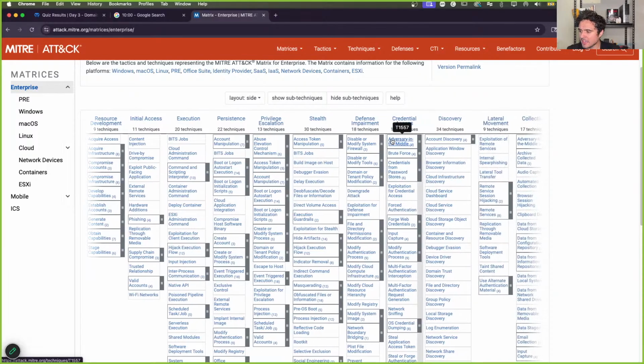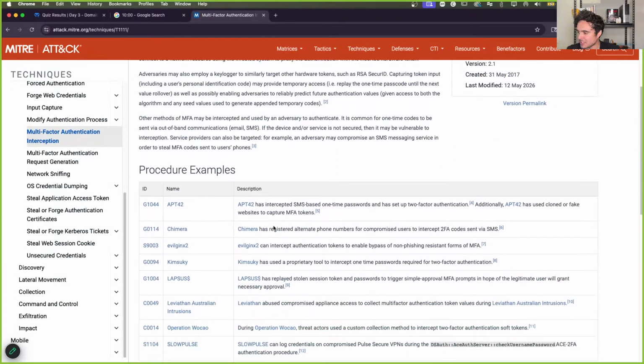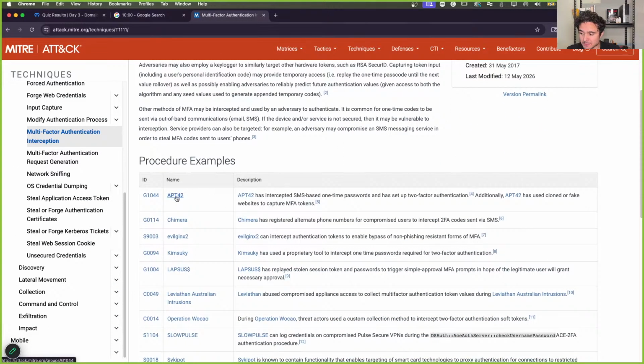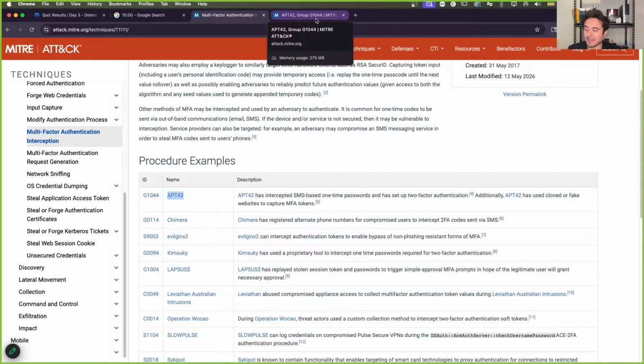So let's say I'm worried about, let's see, one that's easy. Multi-factor authentication interception attack. So credential access attack. I can see here the different APT teams that have done this. So APT 42, and then we can take a look at this advanced persistent threat team and get some historical knowledge about them.